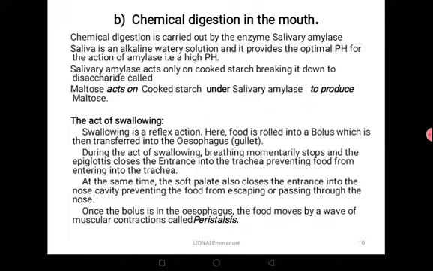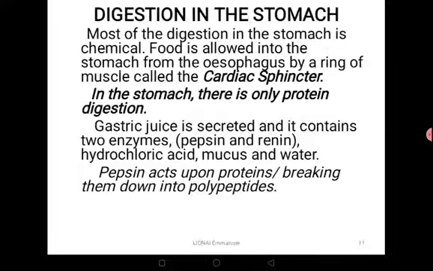So yes, food can pass through under medical guidance. So once the boluses are in the esophagus, the food moves by a wave of muscular contractions called peristalsis. I want us to pronounce that word, peristalsis. Peristalsis is the process by which the food moves through a wave of action of muscles from the mouth to the stomach via the esophagus. That is, it moves by a process of peristalsis.